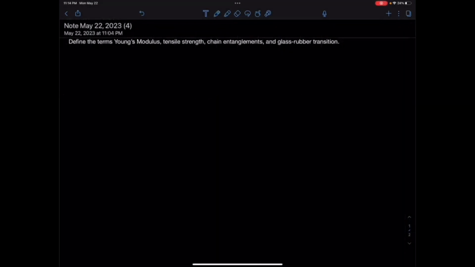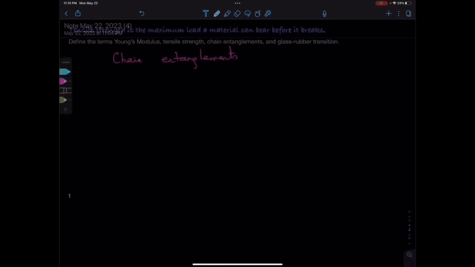Define the term Young's modulus, tensile strength, and chain entanglements and glass rubber transition. Young's modulus is the ratio of stress to strain. A high Young's modulus means the material is stiff. Tensile strength is the maximum load a material can bear before its breaking point.